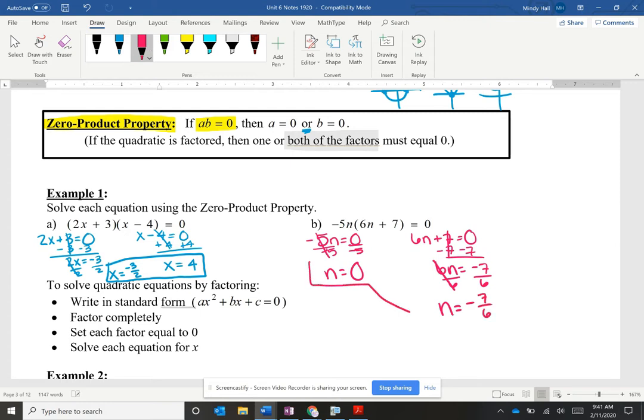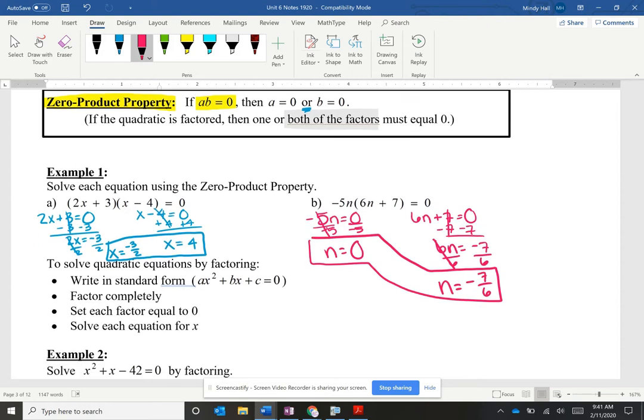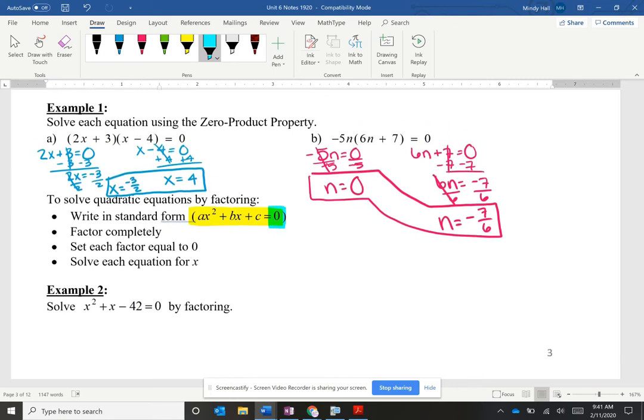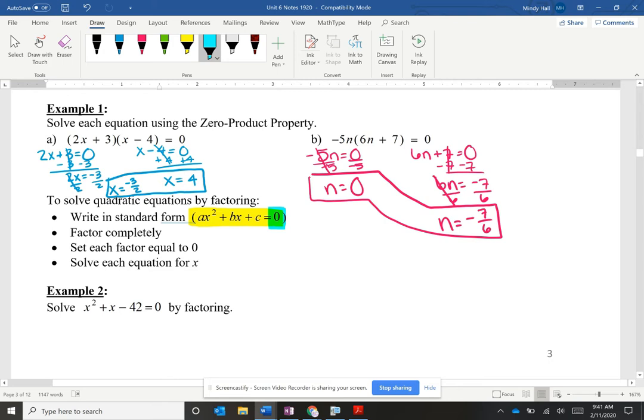And keep in mind that when you're doing this, you are probably going to get fractions sometimes. Just leave it as a fraction. It's totally fine. So to solve quadratic equations by factoring, you first want to write it in standard form. And with standard form, the main thing that you just haven't seen yet is that it has to be equal to 0. And that's a really big thing because if it's not equal to 0, you can't use the zero product property. So once you have that in standard form, you're going to factor it completely. Then you're going to set each factor equal to 0. And that's just like example 1. And then you're going to solve for x.